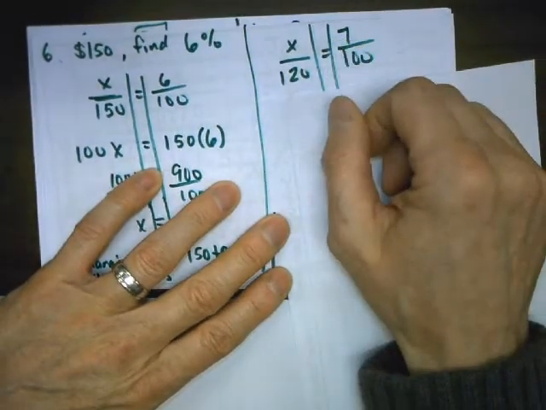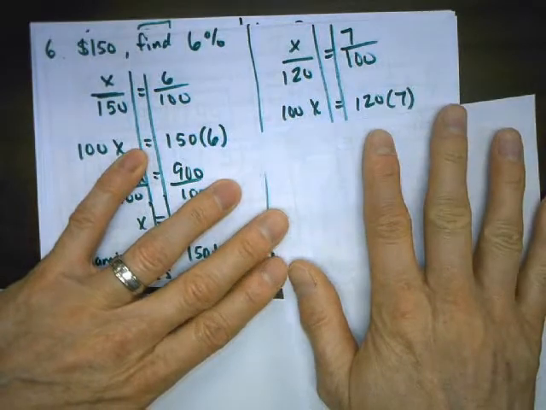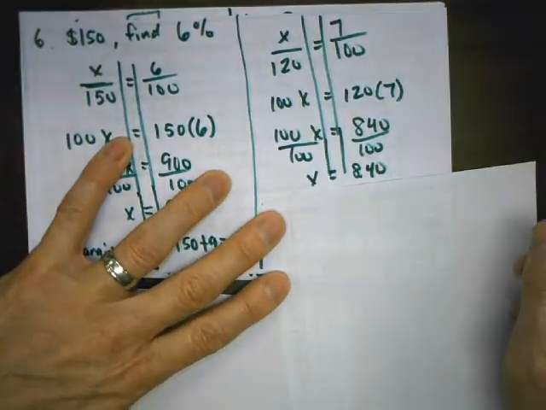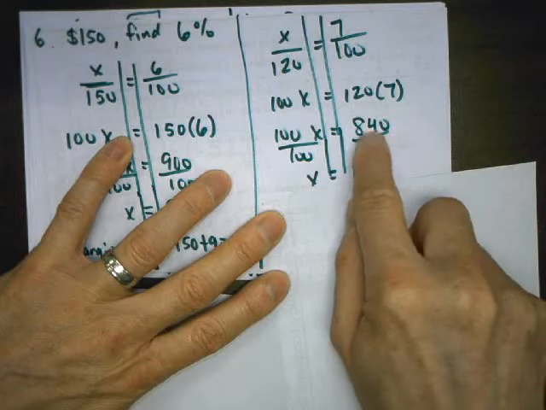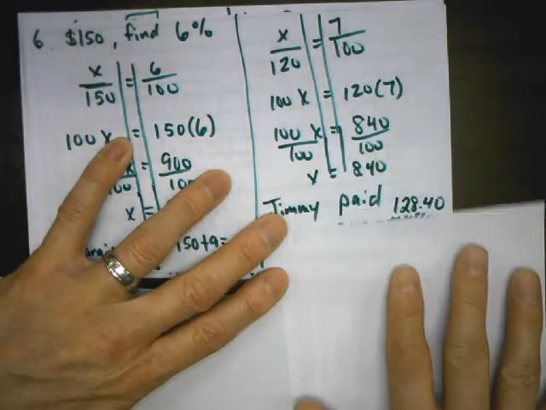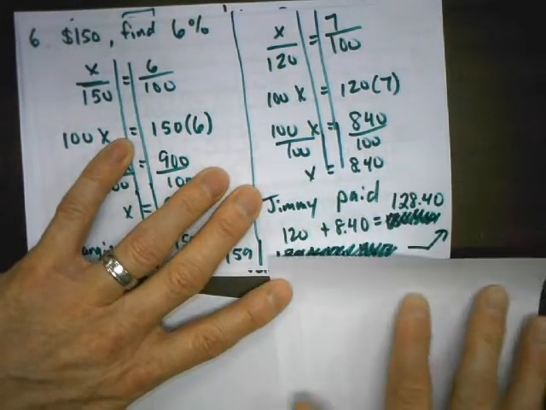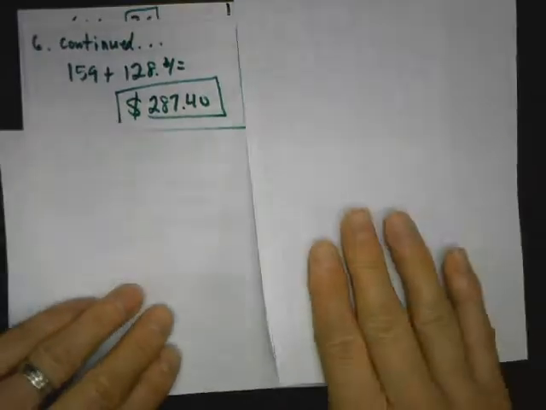So now we're going to look at Jimmy. We're going to find Jimmy paid $120 plus 7% sales tax. So let's find 7% of $120. Cross multiply and divide, and I see that 7% of $120 is $8.40. So remember, dividing by 100, we move the decimal 2 times. That would make that 8.4, or $8.40. I add that on to 120. He paid $128.40. Together, the question says together. I have to add these two together to get my answer of $287.40 together with taxes.